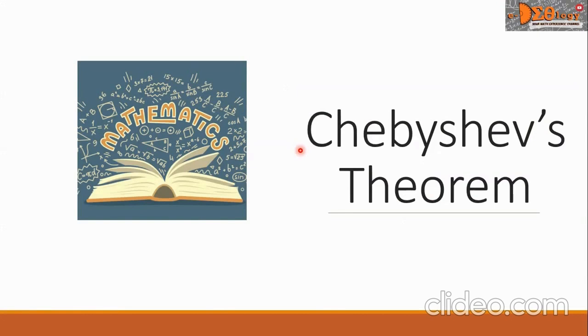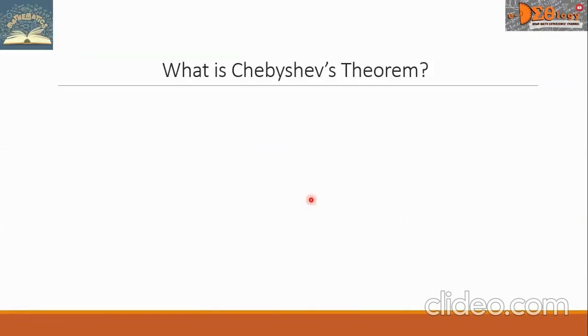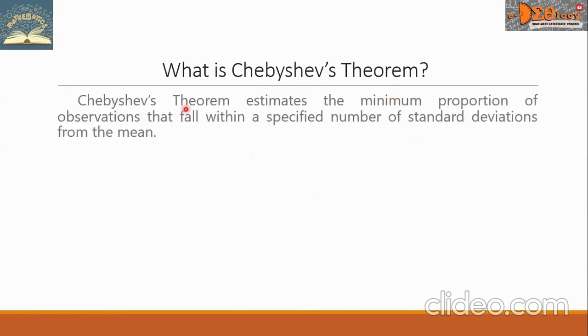Today we're going to study Chebyshev's theorem. What is Chebyshev's theorem? Chebyshev's theorem estimates the minimum proportion of observations that fall within a specified number of standard deviations from the mean.